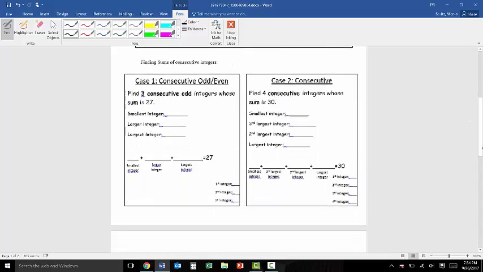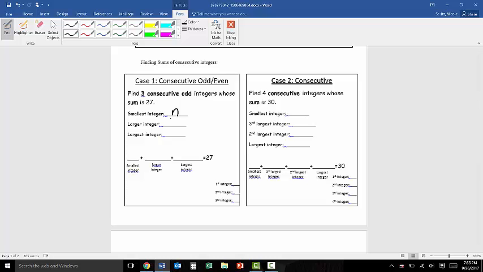So you will be doing some problems that use the word consecutive, and they'll either be case 1s where they'll say consecutive odd or even, or they'll be case 2 where it just says consecutive. So there's a different setup for each case. I'm going to show you the odd or even case first. In the problem it says find 3 consecutive odd numbers whose sum is 27. So this is actually very simple. Your smallest integer is, well, you don't know what the first number is, so you have to create a variable. So let's use n.